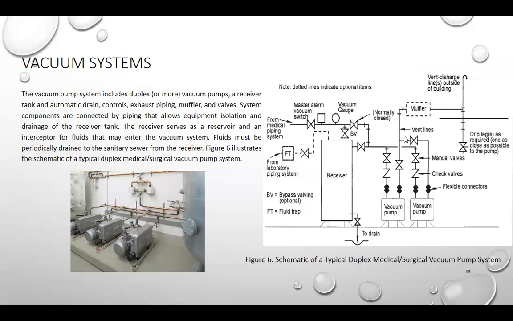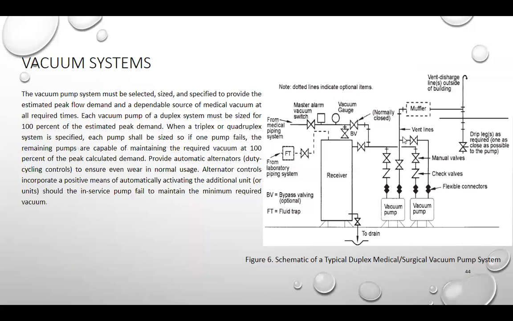Okay? So, the vacuum pump system must be selected and specified to provide its estimated peak flow demand and a dependable source of medical vacuum at all required times. The vacuum pump of a duplex system must be sized for 100% of the estimated peak demand. When a triplex or quadruplex system is specified, each pump shall be sized so that if one pump fails, the remaining pumps are capable of maintaining the required vacuum at 100% of the peak calculated demand.